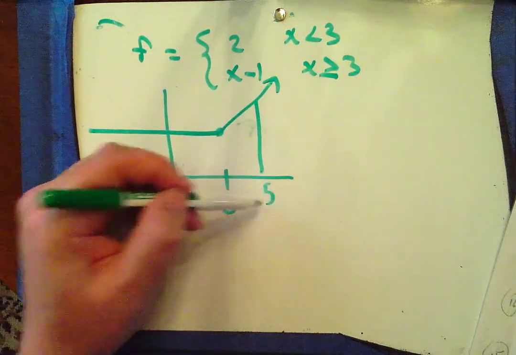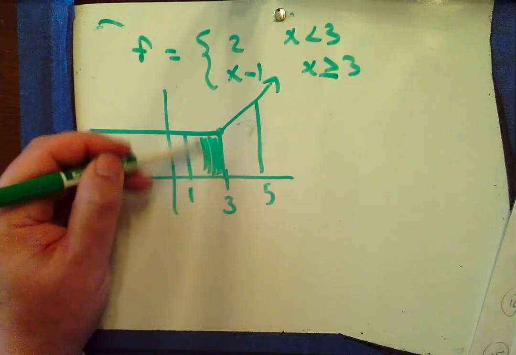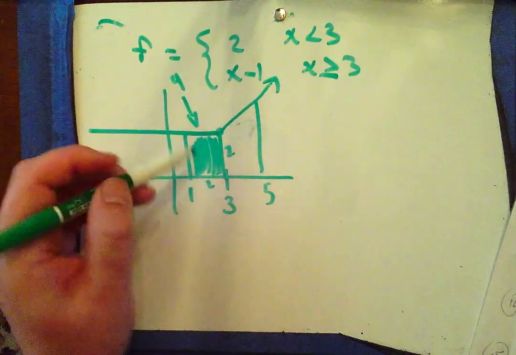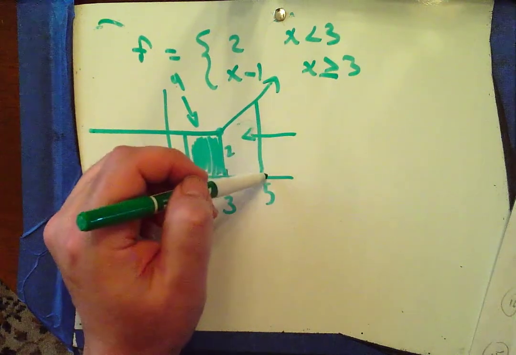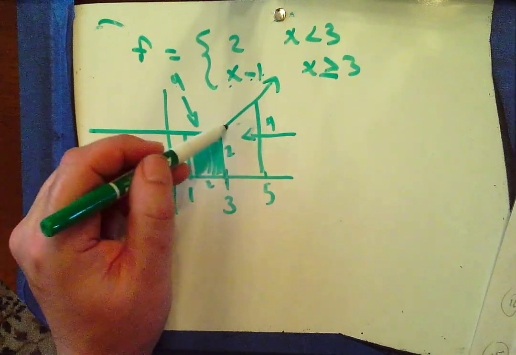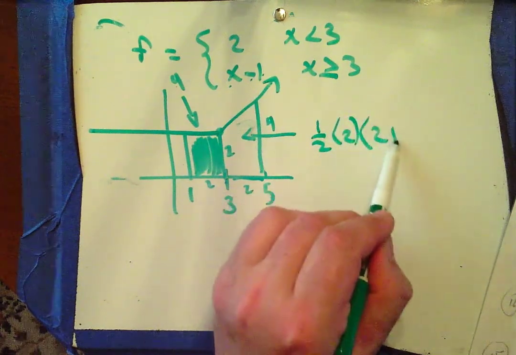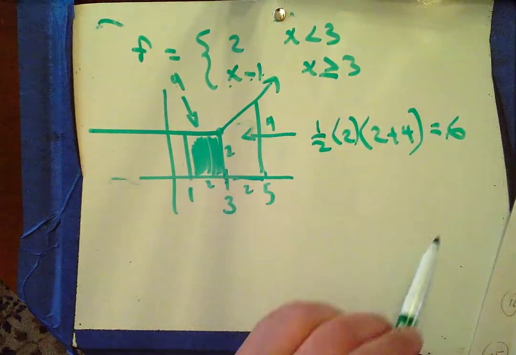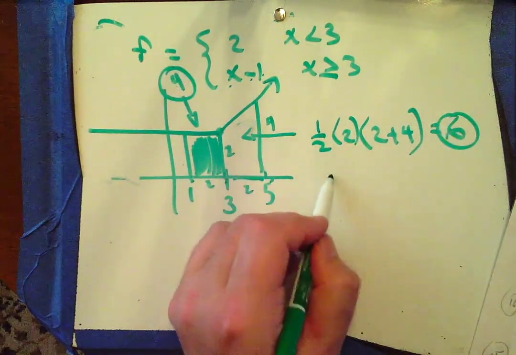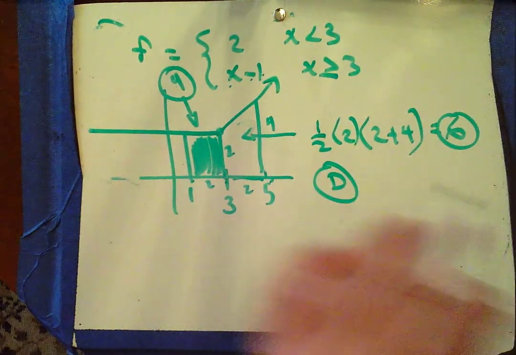And we want to integrate from 1 to 5. Well, that's going to be this square. The height is 2, the width is 2, so that area is 4, plus the area of this rectangle. If I plug a 5 in here, 5 minus 1 is 4. If I plug in a 3 here, 3 minus 1 is 2, and this distance is 2. So we get 1/2 times 2 times (2 plus 4), or 6. The total area from 1 to 5 is 4 plus 6, or 10, and that's why choice D is my answer for number 13. Okay, 14.